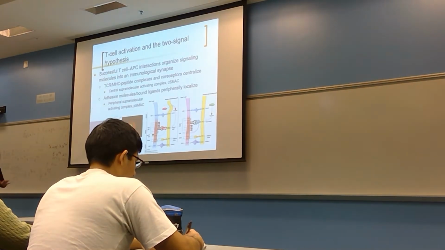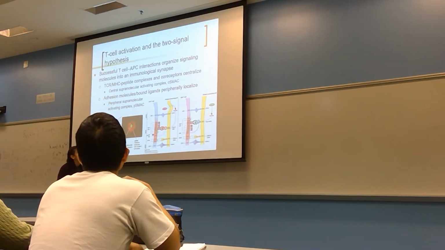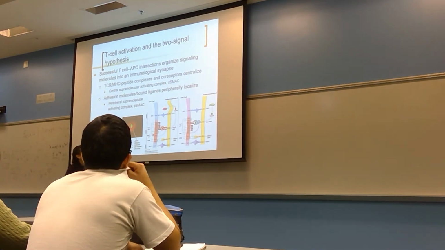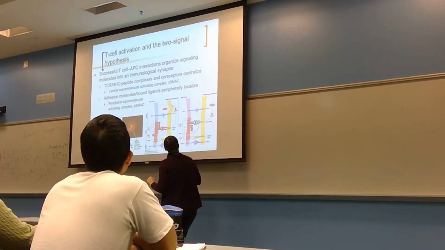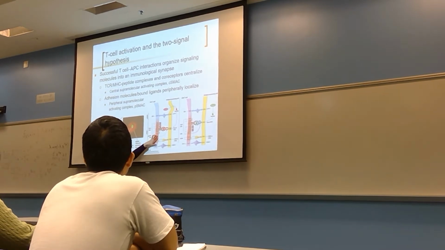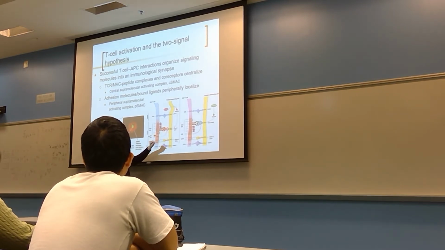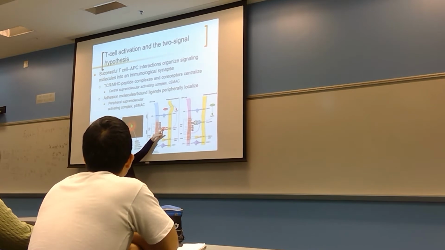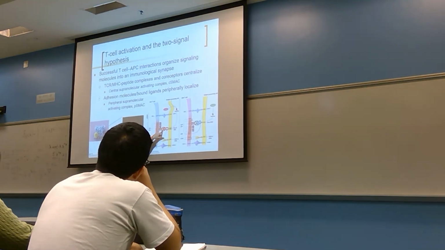Here are the receptors and co-receptors we're going to focus on. This is your CD4 T cell on this side, and this is your antigen presenting cell. This is your MHC class 2. This is the non-self peptide, always non-self because it's MHC class 2. This is your TCR. These two interact, and that is the first step.